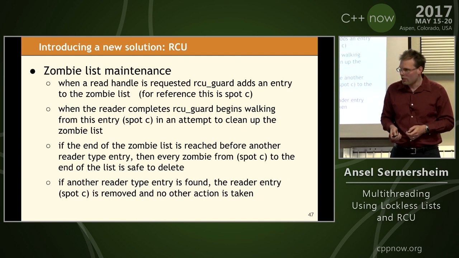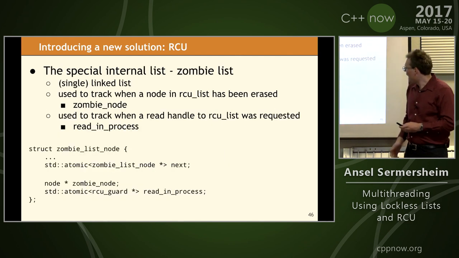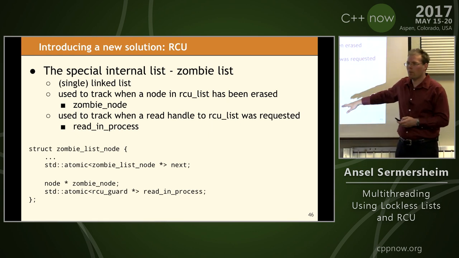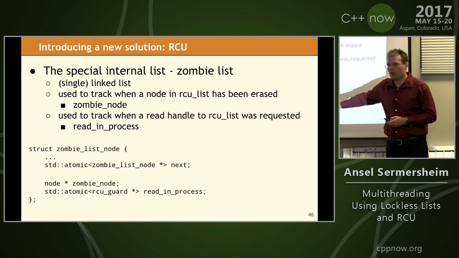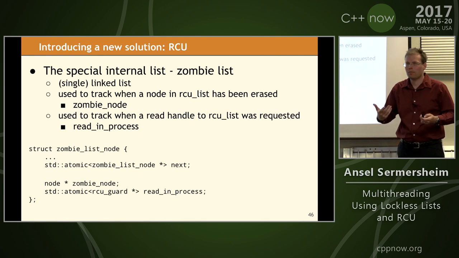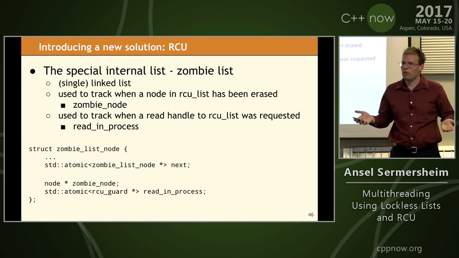And the answer is, we don't actually delete the entry from the list. All that we need to do is atomically set this read in process field to null, which means this reader is no longer participating in the list. We leave the node there. Someone else will come along to clean it up later. But by setting that field to null, we have removed ourselves from the list. Does that make sense? Any other questions on this portion?